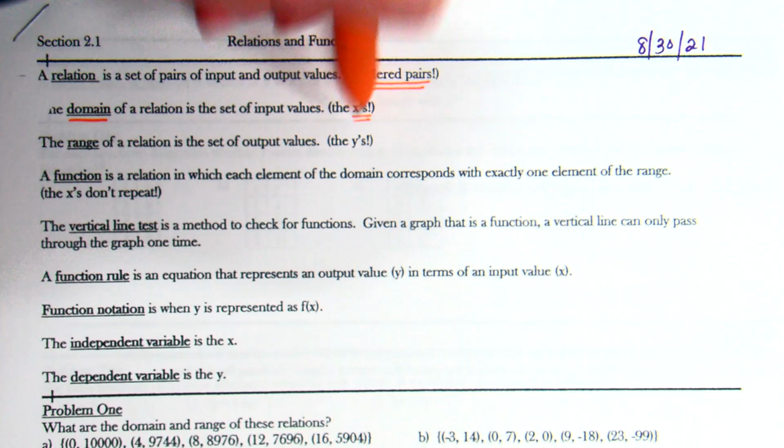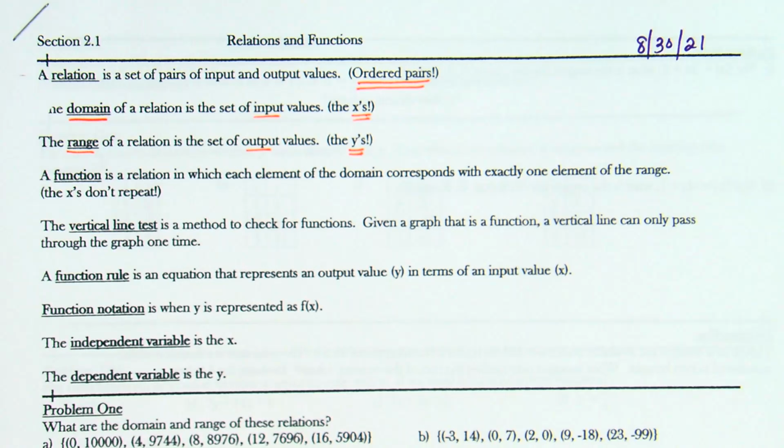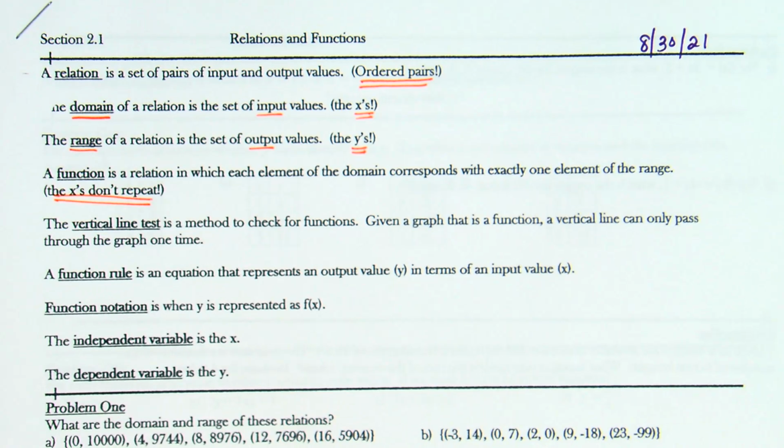And then the big one, a function. So here a function is defined as a relation in which each element of the domain corresponds with exactly one element of the range. So each x value pairs with one and only one y value. Now, the short of it, you see what's in parentheses there? The x values don't repeat. Okay, so you don't have a 2, 5 and a 2, 8. That x can only go with one y. So that is the definition of a function.